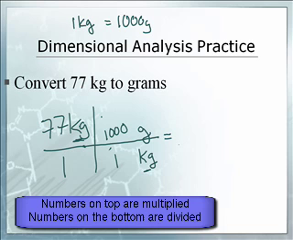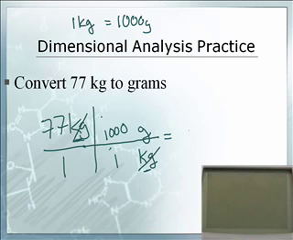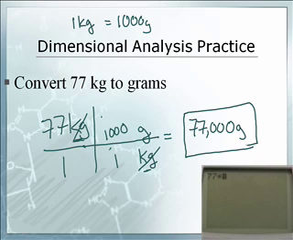Would you mind canceling those units for me? What happens is the kilograms cancel, and I'm left with grams. And so that would be 77 times 1,000, which would be 77,000 grams. I don't even need a calculator. We're not going to do that with a calculator. Because the 1,000 is on the top and the 77 is on the top, we multiply: 77,000. That's pretty easy. All right. Let's do another.